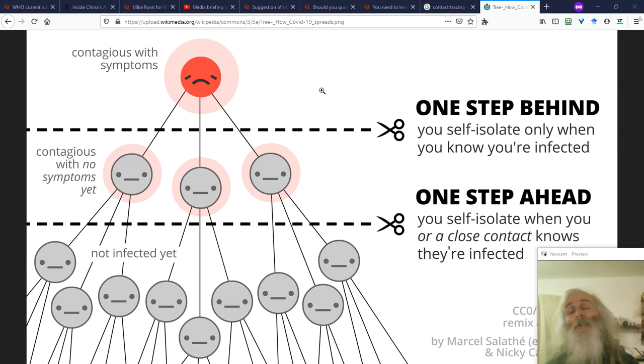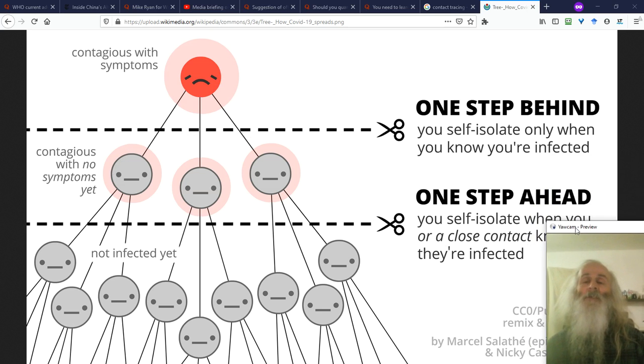So this is quite a nice graphic I just found on Wikipedia. This shows someone who has been contagious and had symptoms. So you're one step behind: you self-isolate only when you know you're infected. And you might well have already given it to several other people who don't have symptoms yet. And then you might have other people you haven't given it to. Most often, actually, you haven't given it to anyone at this point. But there will be some that you may have given it to. And that's the reason why you do the contact tracing.